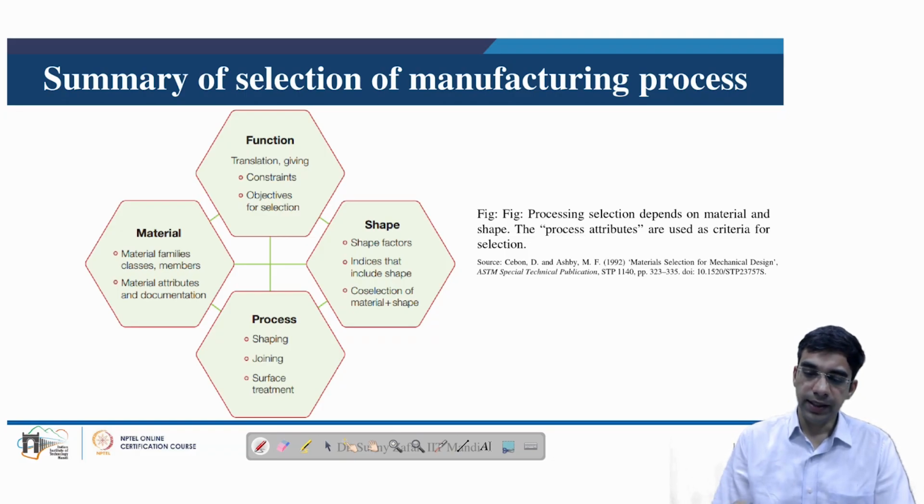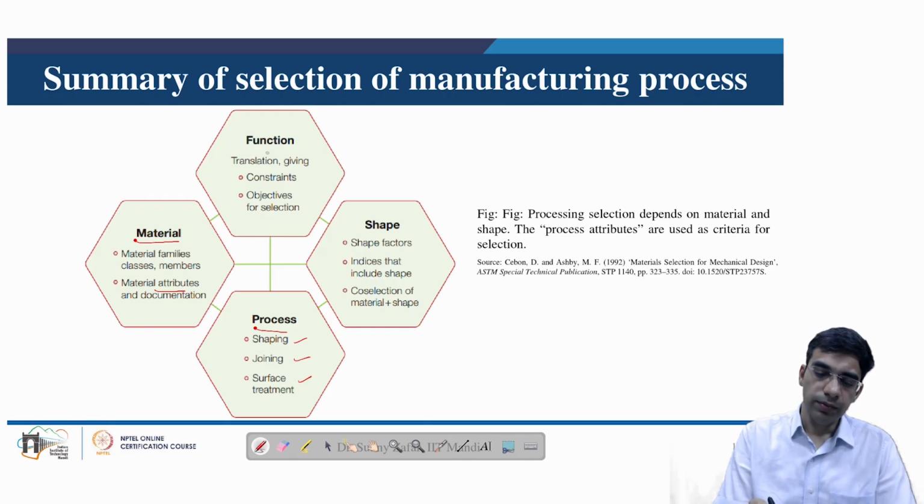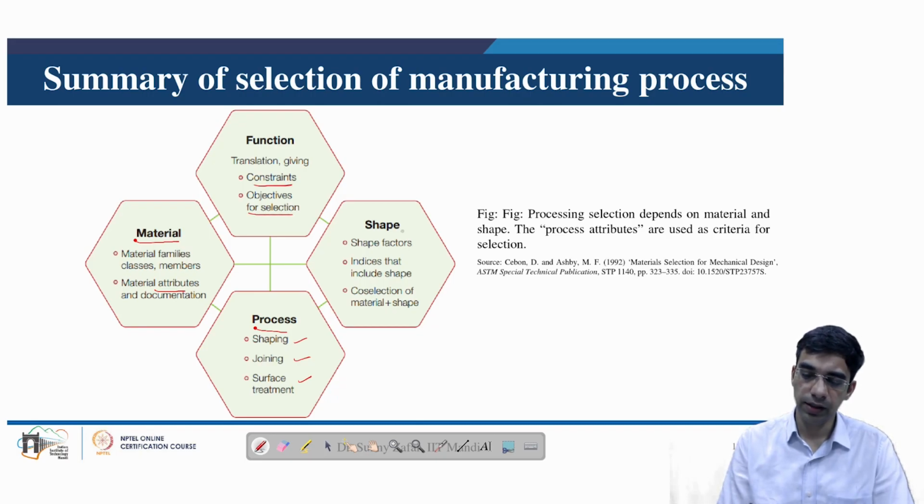So again, this is basically the summary of how the manufacturing processes are selected. It is what we discussed in the beginning slides, that all the materials we know have certain attributes which influence the processing, that is the shape, what the joining method is, what the surface treatment needed is. The material also decides the functionality of the product, which is determined by certain constraints or objectives of selection. And the shape will decide the shape factor, and selection is with respect to material properties and the shape of the product.